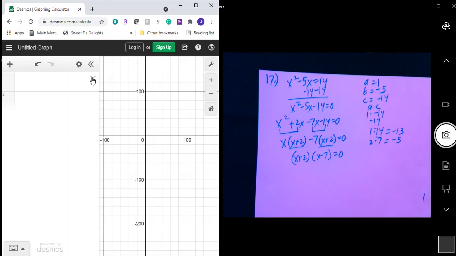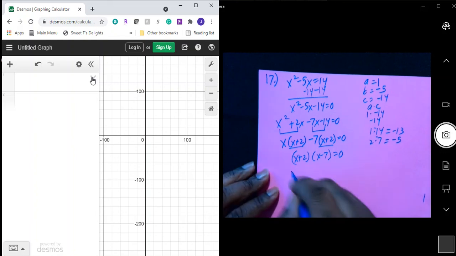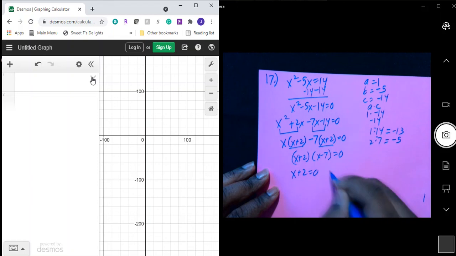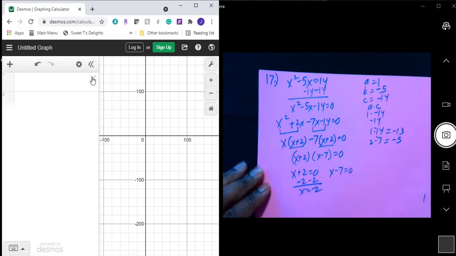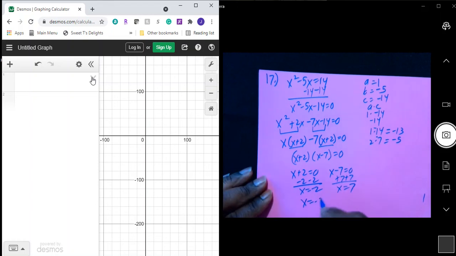So now that we have our two parentheses, we'll set both of them equal to 0 and then solve. So x is negative 2, and adding 7 on both sides, x is 7. So our final answer would be x is negative 2 or x is 7.